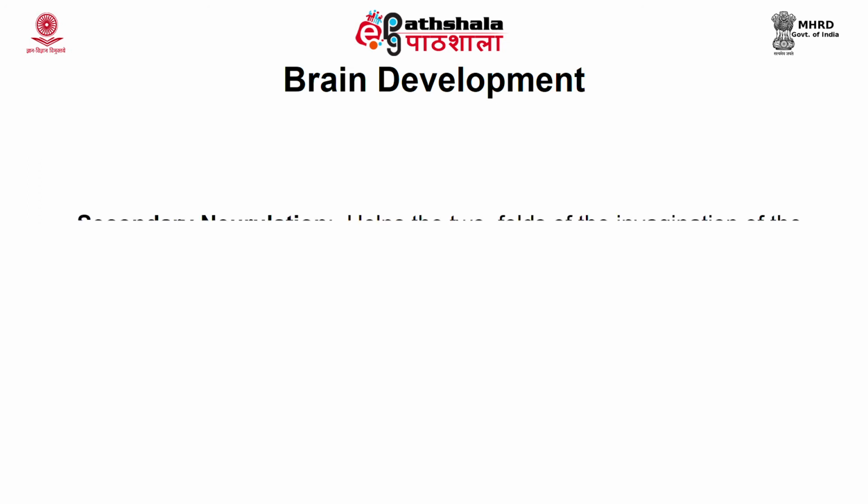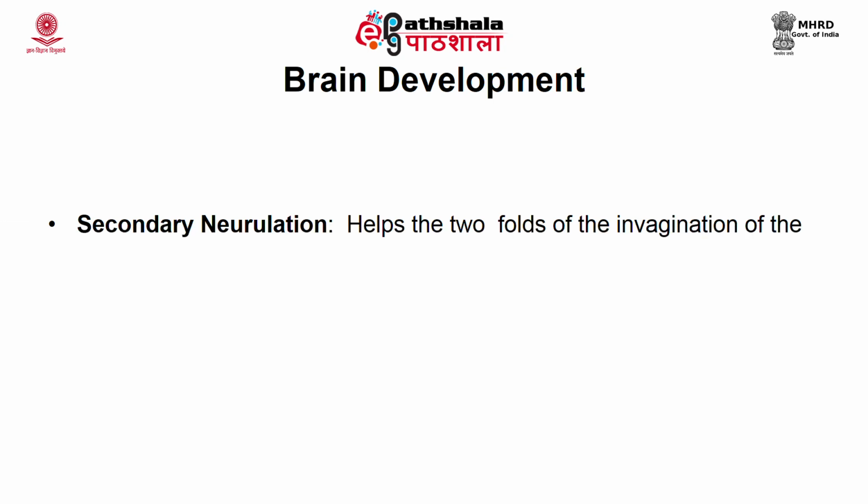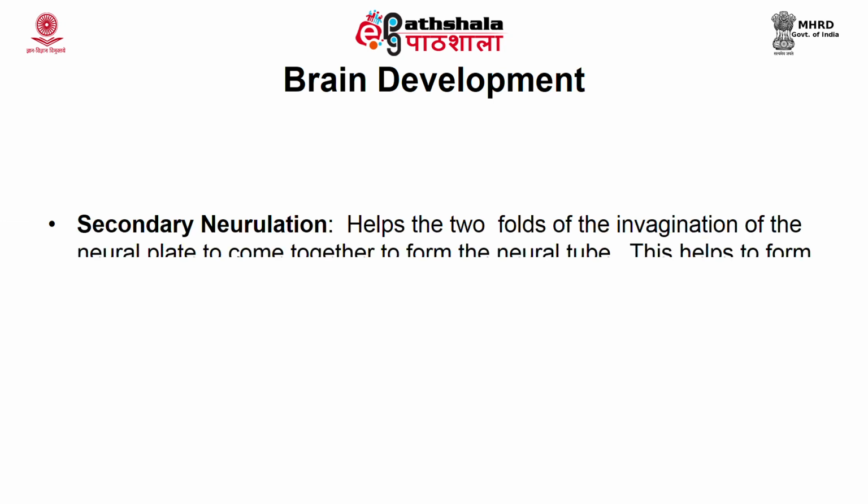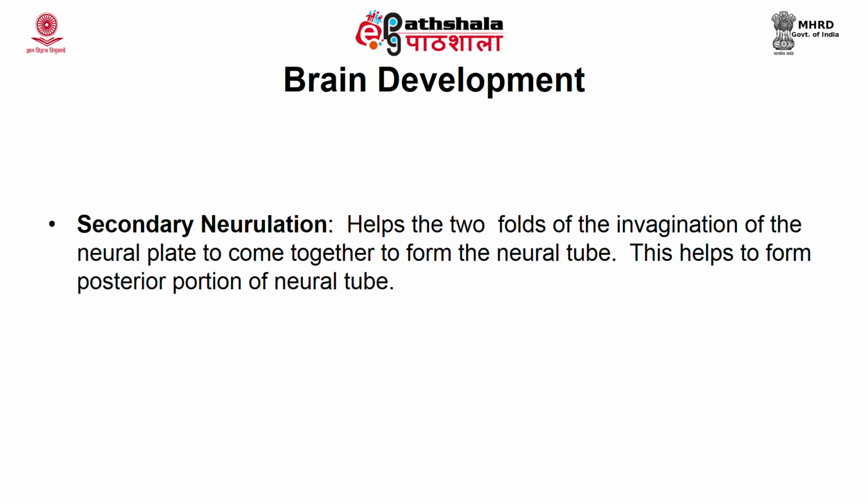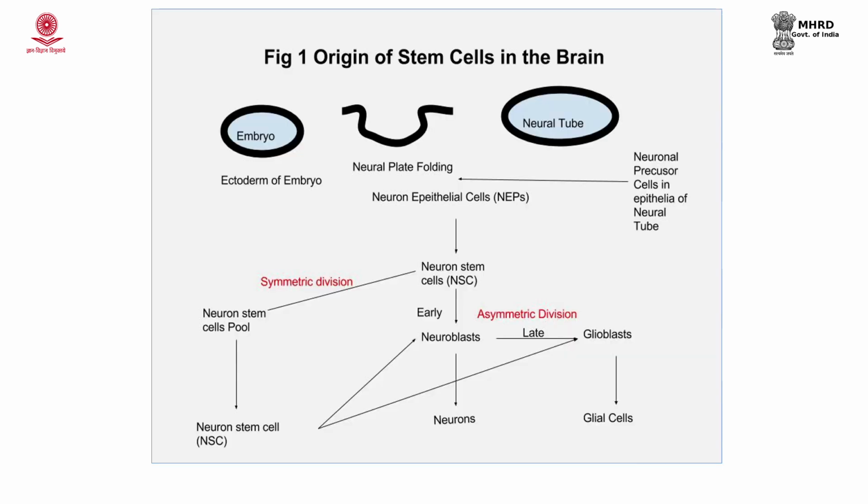The secondary neurulation helps the 2 folds of the invagination of the neural plate to come together to form the neural tube. Now, this helps to form the posterior portion of the neural tube. Now, if we look at the stem cells which are present in the brain development, then we see that initially the epithelial cells of the neural tube contain the neural epithelial progenitor cells.